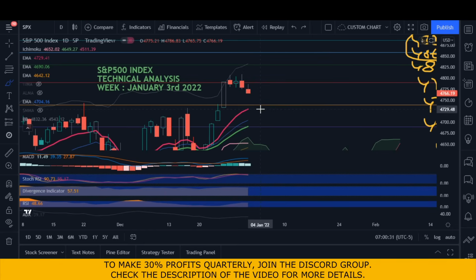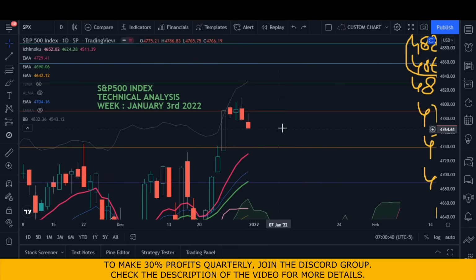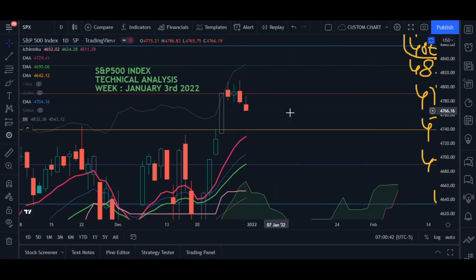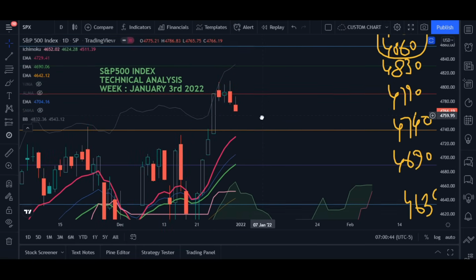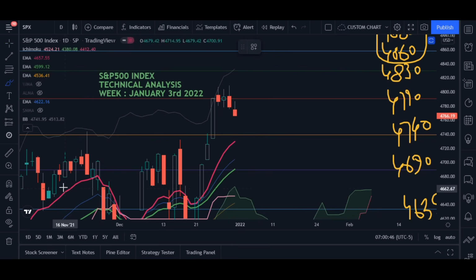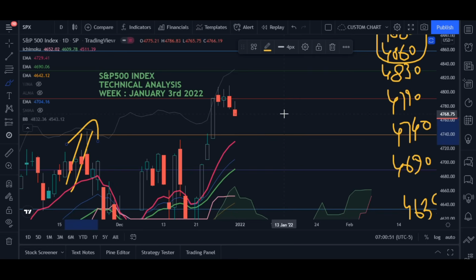Now comes the RSI, the momentum. So momentum is almost 50, and it is supporting the bulls. So through all of the technical indicators on the daily chart, this thing is very much clear that the market is clearly a bull market. It's a bull market.